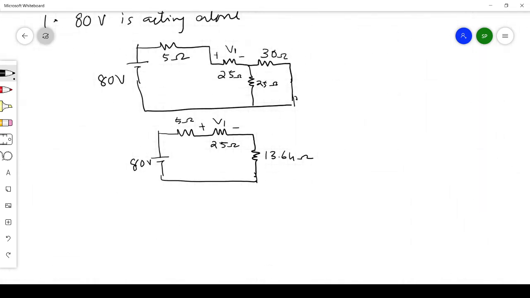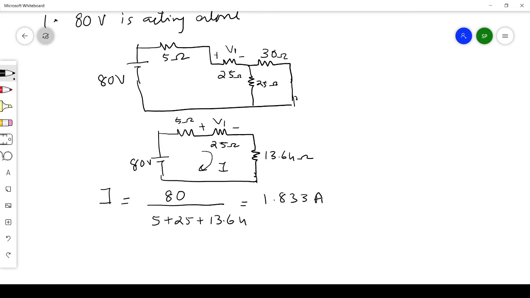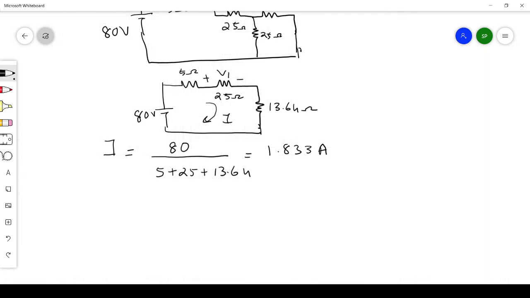Now, let us take this current as I. So what is the current I? I is nothing but the voltage divided by the resistance, that is we already know, 5 plus 25 plus 13.64, that is equal to 1.833 amperes. Okay, that we got.